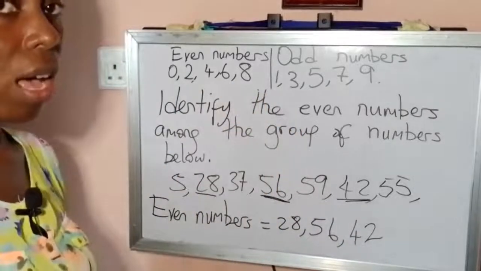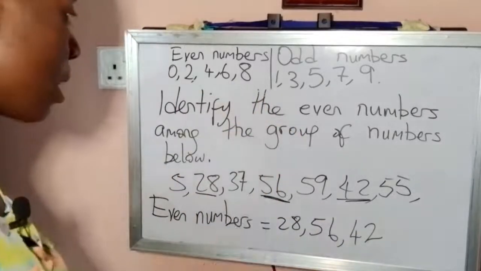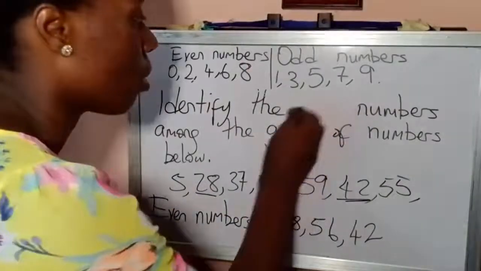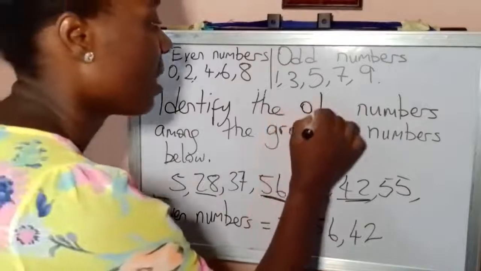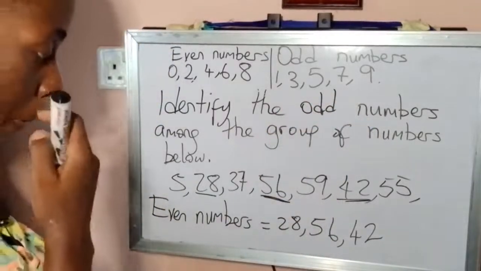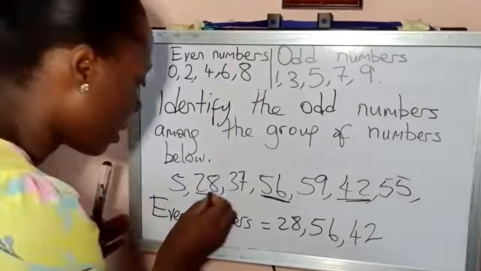Let's see a question about odd numbers. If you had been asked to identify the odd numbers among the group of numbers below, what would you have done? Let's clean this.